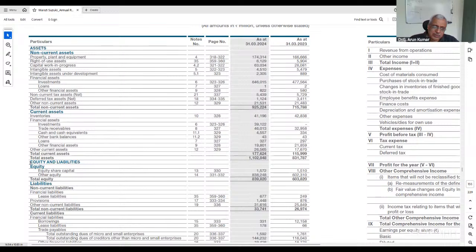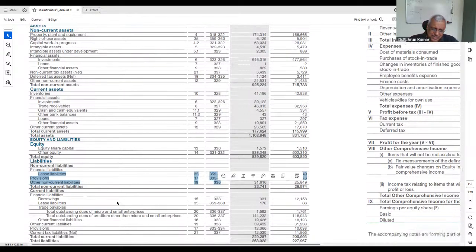Now, this is what we talked about on equity, the other equity part of it. Similarly, we can go to the liabilities part of it. Let's look at all these liabilities. What is a financial liability? You see lease liabilities, provisions, other non-current liabilities. Non-current means long-term liabilities. Let us look at lease liability, schedule number 35, provision, schedule number 17, and schedule number 19, which is other non-current liabilities. We'll come to that in a few minutes.